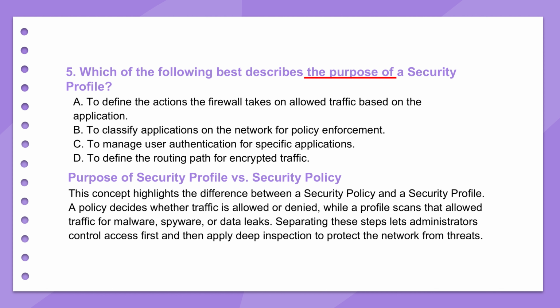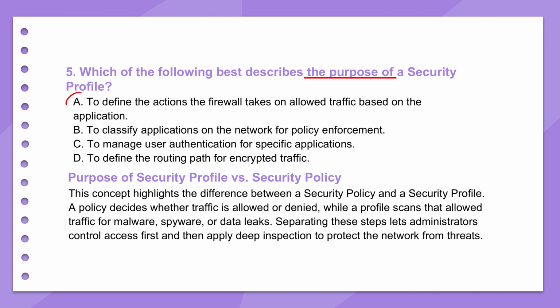Excellent question, because the distinction is fundamental to how these firewalls work. It's all about layers. The security policy is the first gatekeeper. Its job is to decide if traffic is allowed based on high-level criteria: source, destination, application, user, port. It makes the basic allow or deny decision. Okay, so policy is the bouncer checking IDs at the door.